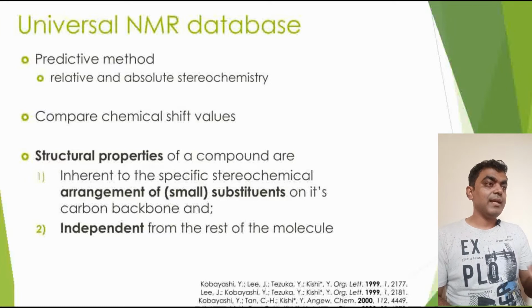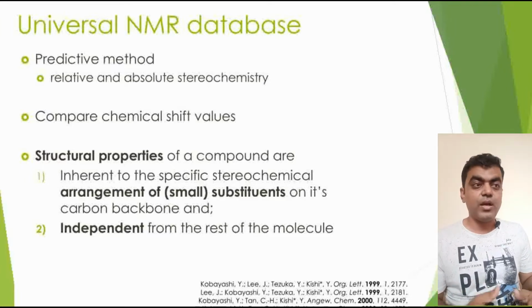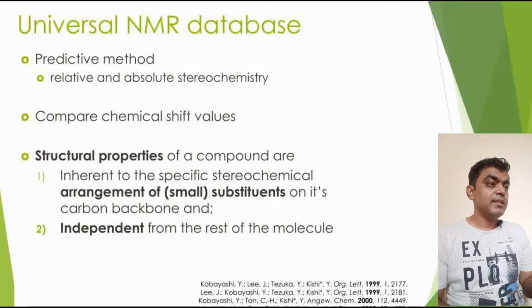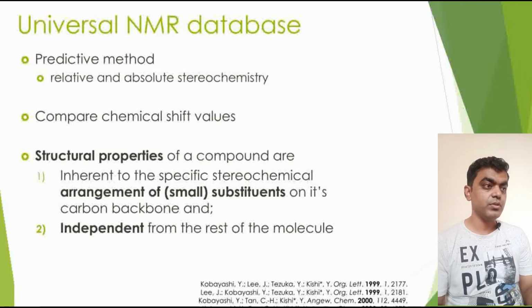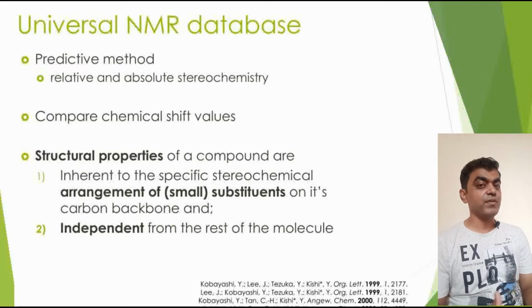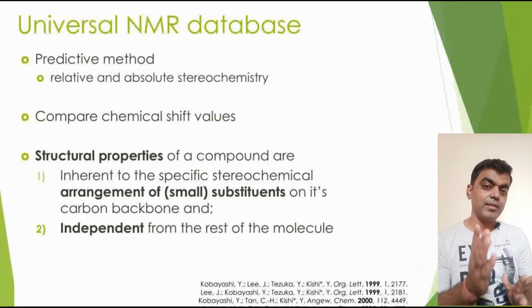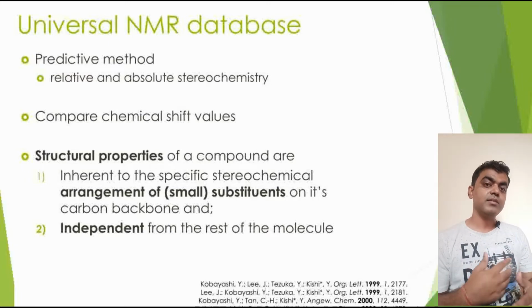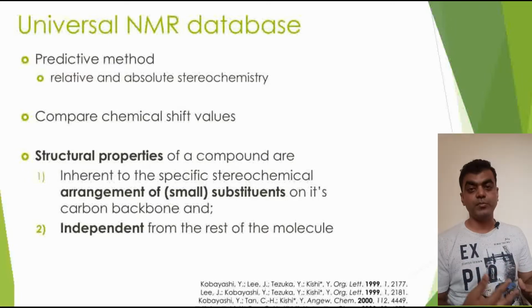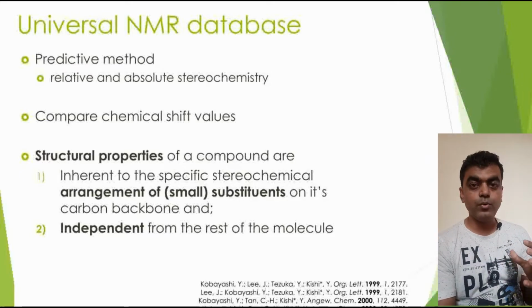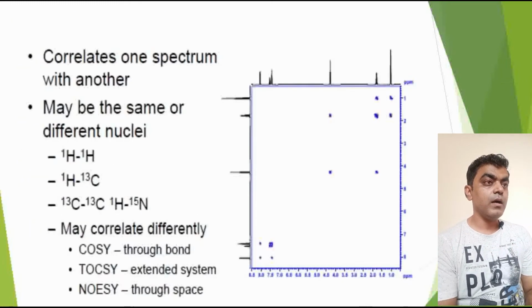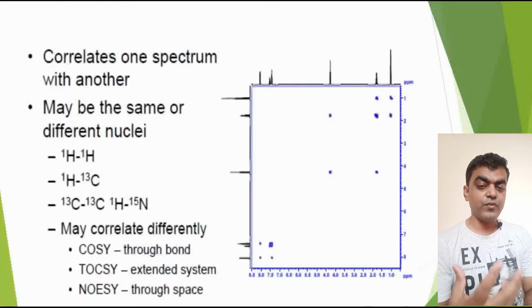Okay, now second is you are comparing the chemical shift values. Yes, you have to compare every time, and the structural properties of a compound are inherent to the stereochemical arrangements of small substitutions on its carbon backbone, and it can also be independent of the rest of the molecule. So these two criteria, it can be either independent or dependent on the stereochemical arrangements or rearrangements. These are the small pieces of information which will help you get a final understanding of your structure.